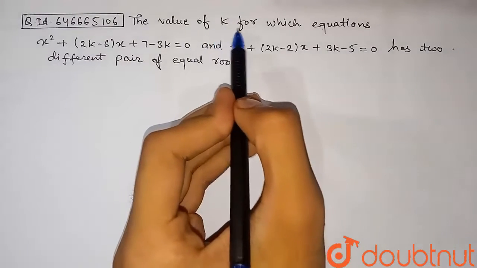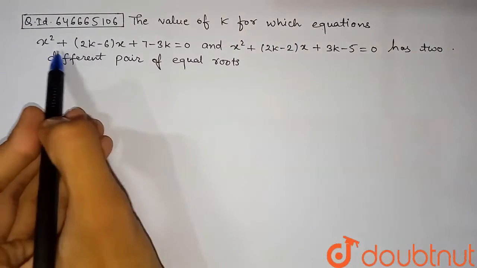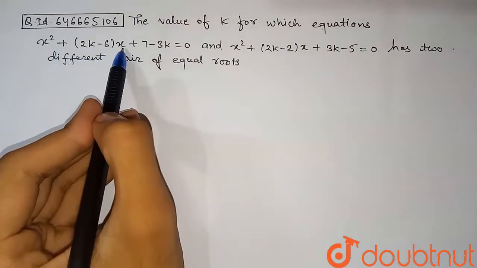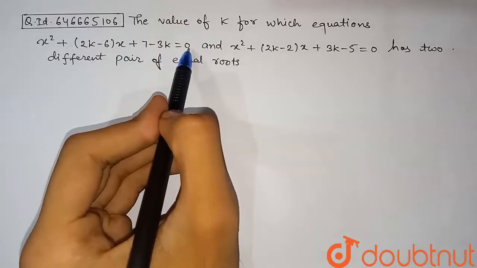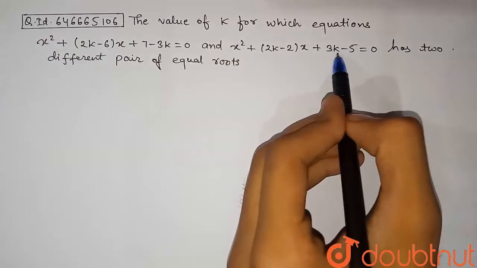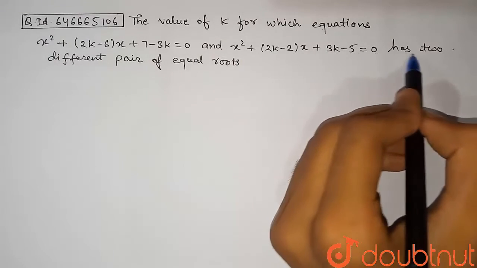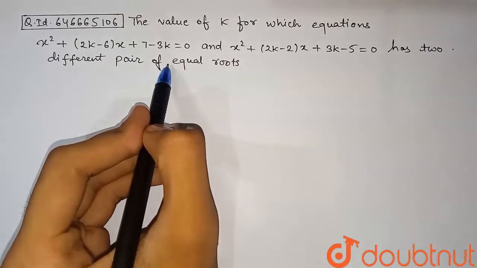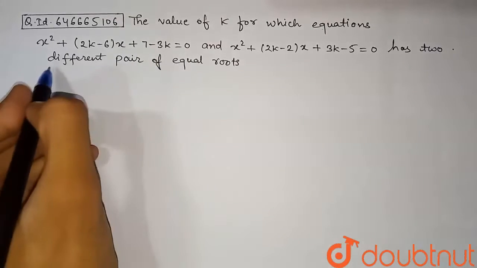Hello students, let's discuss the question. The value of k for which the equations x square plus (2k minus 6)x plus 7 minus 3k equal to 0 and x square plus (2k minus 2)x plus 3k minus 5 equal to 0 has two different pairs of equal roots. So let's begin with the solution of this question.